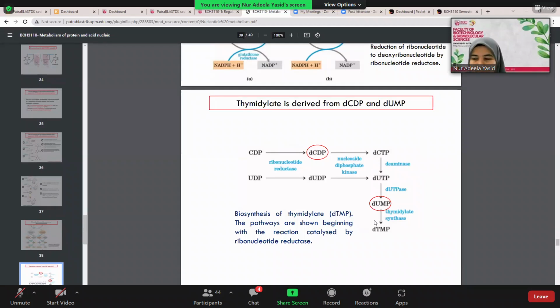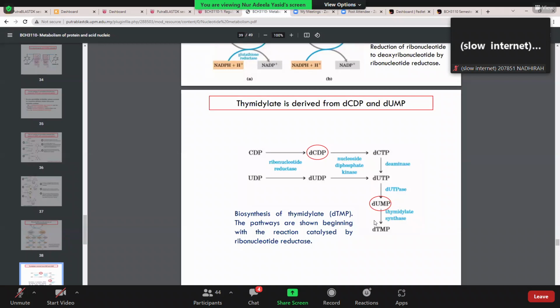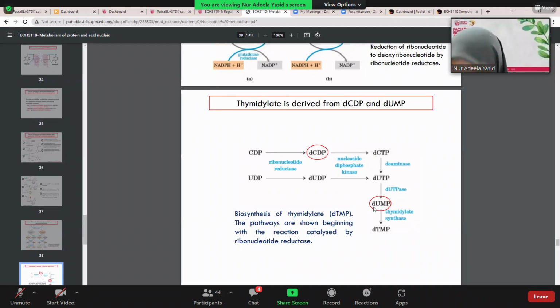All right. Okay. So I hope you get this. Keyword here, cells need to minimize the concentration of dUTP because we don't want any incorporation of uracil into DNA.